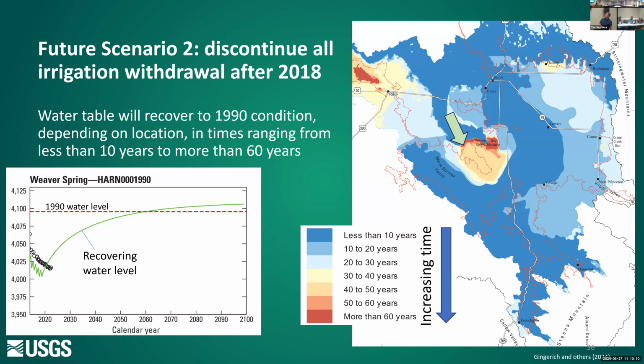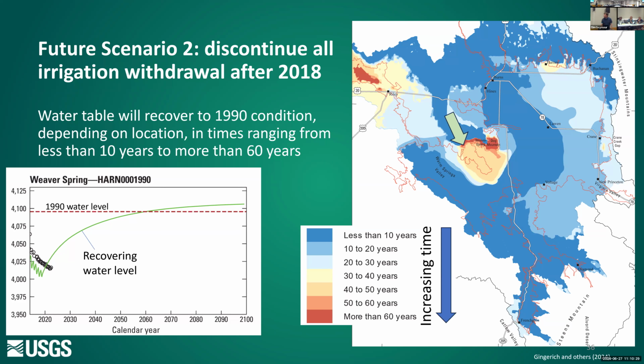Okay, I think that was it for that one. And then the second scenario I looked at was, what if we turned off all irrigation in the future and let the system recover? How long would it take to get back to, again, 1990? That will kind of pick that as a starting point.